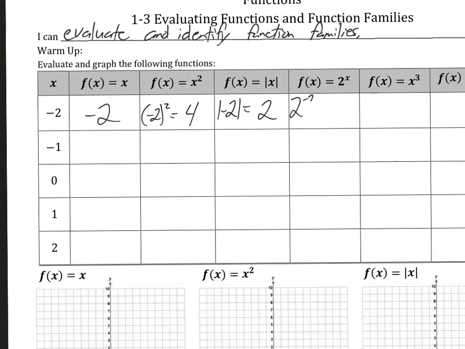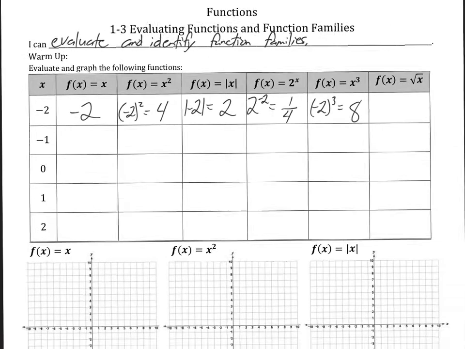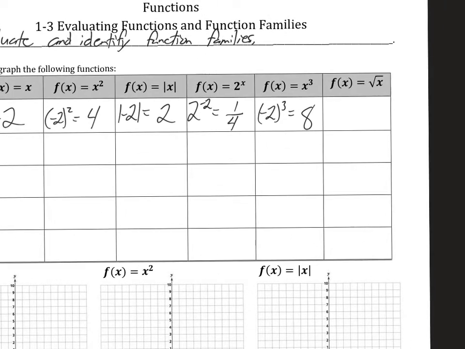2 to the -2 power. That's the same thing as just saying 1 over 2 to the 2 power, which is just 1 over 4. And then -2 to the 3rd, which is 8. Perfect. The square root of -2. Can we take the square root of a negative number? No, we can't. So we're just going to write undefined.